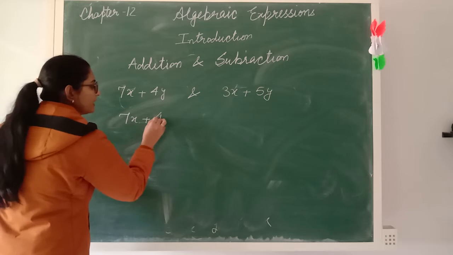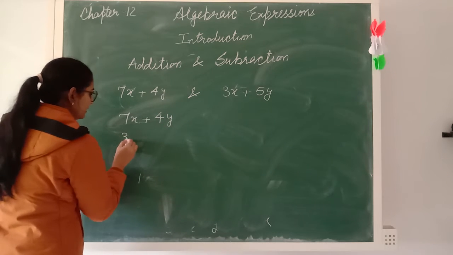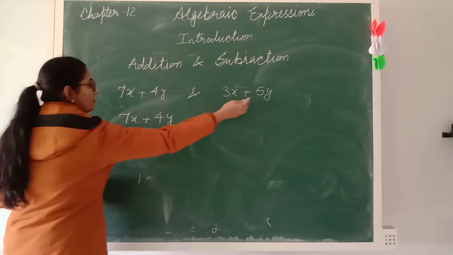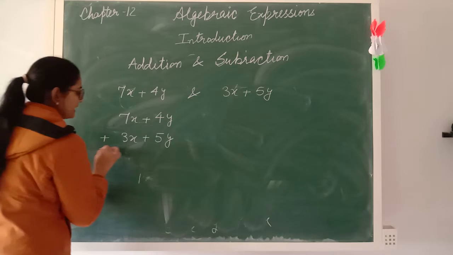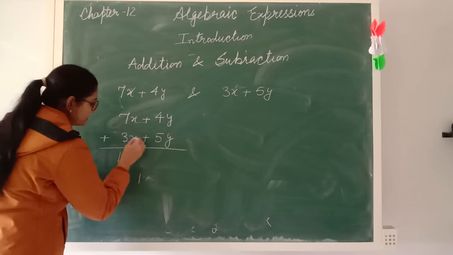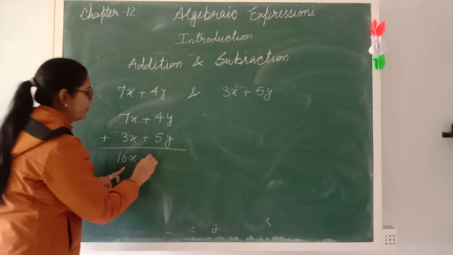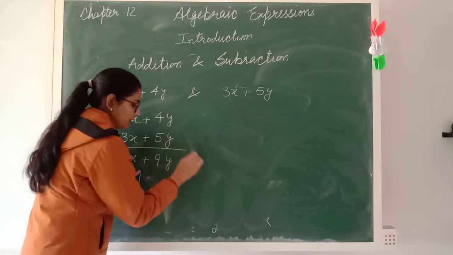Plus 4y, and you can write it down like this: 7x, write x at the bottom of x and y at the bottom of y. Just add. So 7 plus 3 is 10 and x is common, so it's 10x.